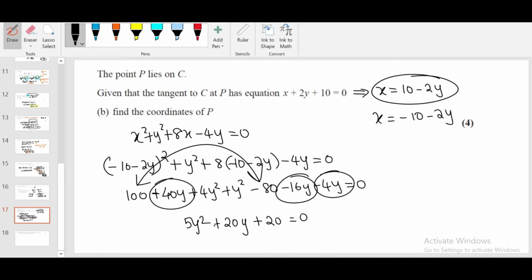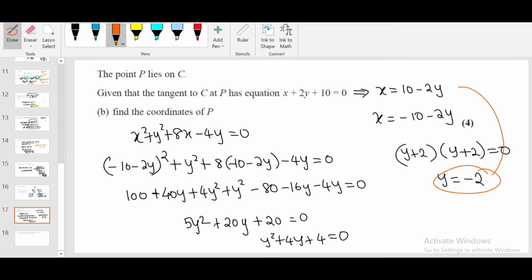Or divide throughout by 5, we'll get y square plus 4y plus 4 is 0, which is basically y plus 2 whole square, or y plus 2 times y plus 2 is 0. Y is equal to negative 2. And then sub in y in here, sorry, this should be minus 10, to find x. So y is equal to negative 2 implies x is minus 10 plus 4 is negative 6. So the point P is negative 6 comma negative 2, x coordinate comma y coordinate. That's all. That's the answer for part B, solving simultaneous equation.